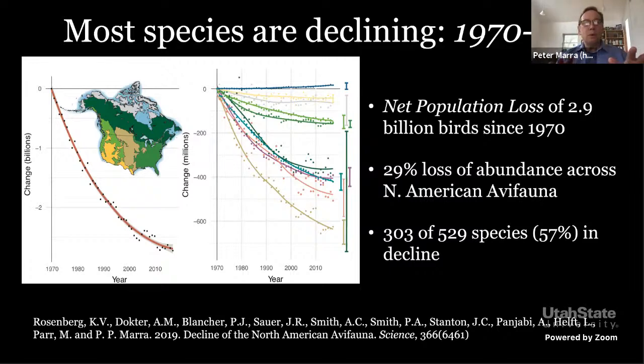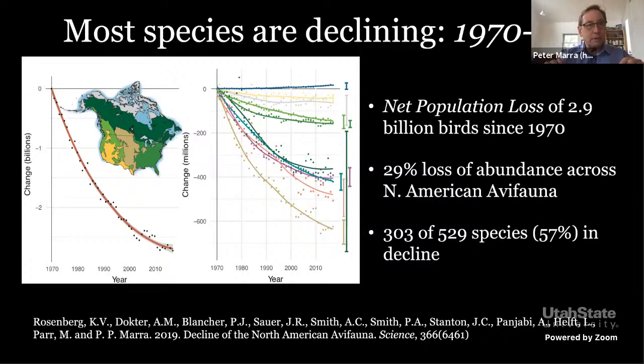Yeah, we know the broad threats. We know that it's probably habitat loss as the big driver. We know that it could be neonicotinoids. It could be overharvesting for some species. It could be cats for other species.